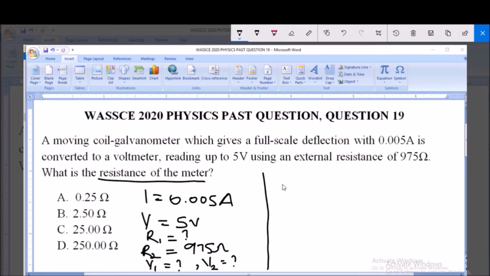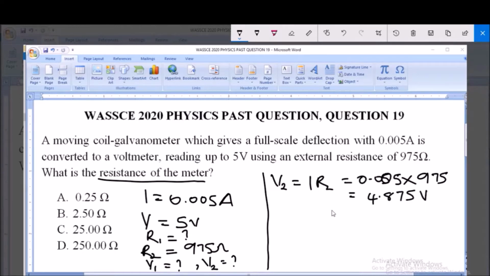Now, let's find V2. V2 is equal to I times R2, and this is equal to 0.005 multiplied by 975, and this is equal to 4.875 volts. So from this we can say V, which is the total voltage, is equals to V1 plus V2. Now, since we have V, which is 5 volts, and V2, which is 4.875 volts, we can find V1, and V1 is equals to V minus V2, which is equals to 5 minus 4.875, and this is equal to 0.125 volts. So V1 is equal to 0.125 volts.